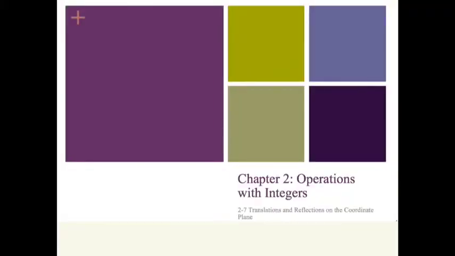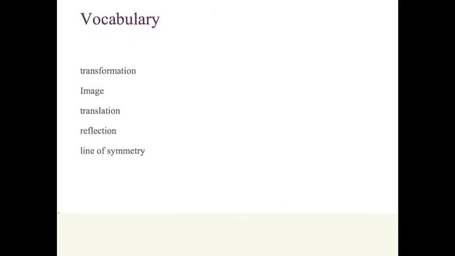Hello class, we are in the last section of chapter 2 and we're going to work with translations and reflections on the coordinate plane. We have 5 vocabulary words that you should be familiar with from last year. They are transformation, image, translation, reflection, and line of symmetry.